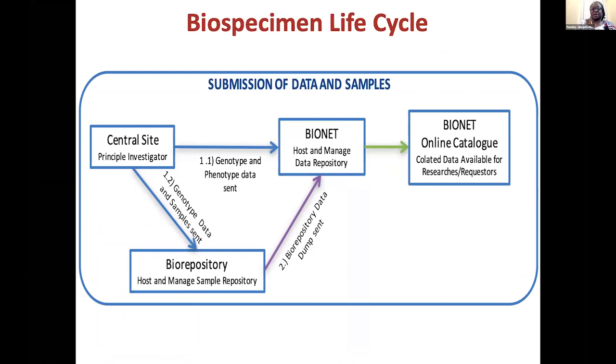There is a close collaboration between the biorepositories and the BioNet. And what we have is well-characterized samples that are linked to essential data that are now available as an online catalog. And it's available for our researchers. And after querying the catalog, they can identify the samples and the data that they would be interested in to expand some of the work that H3Africa has done.